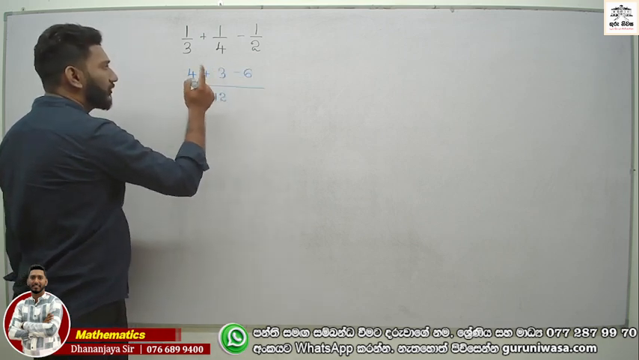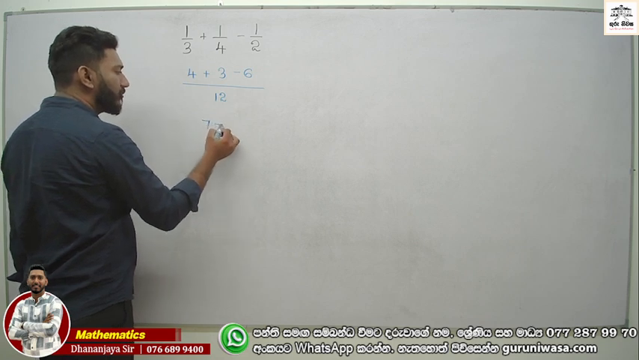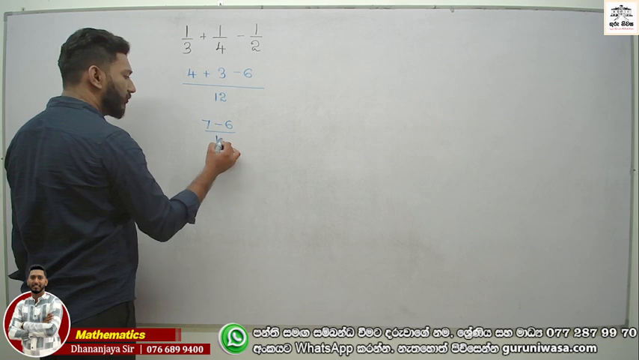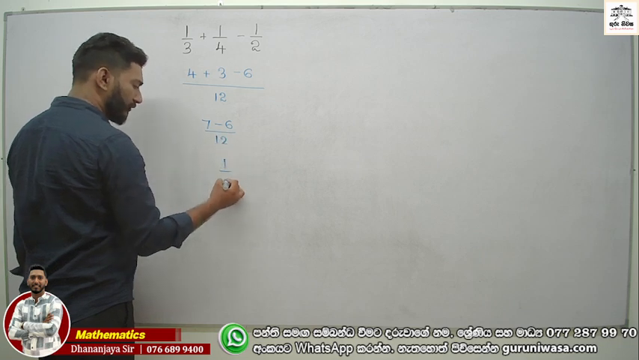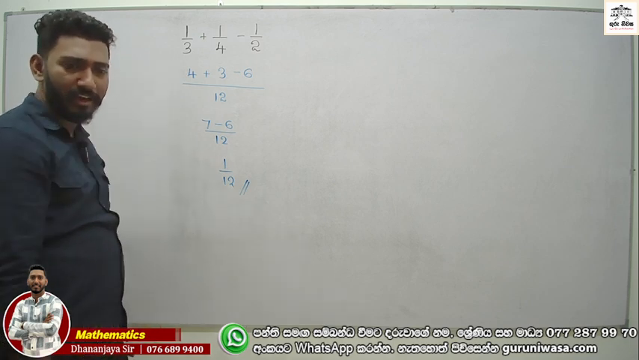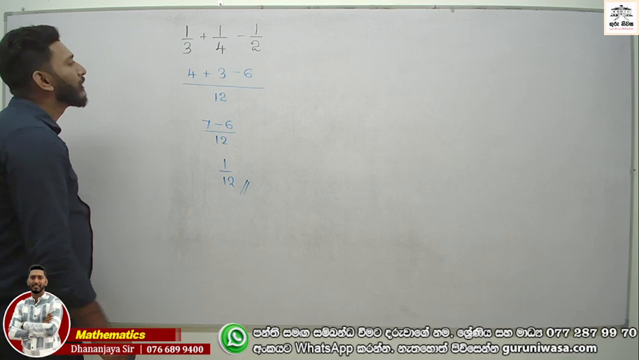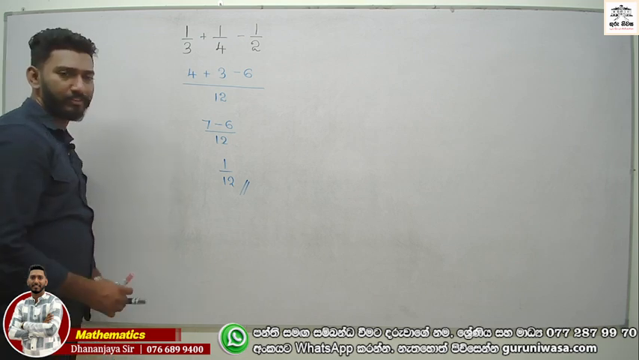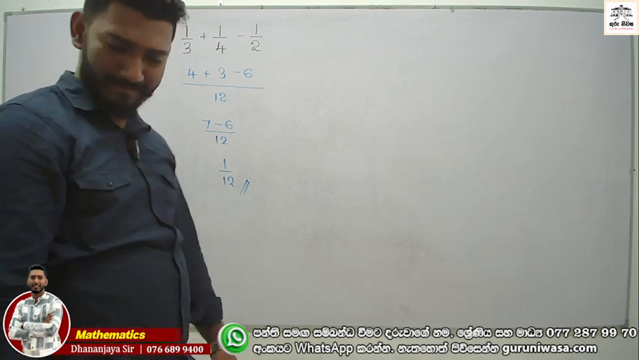Now 4 plus 3 becomes 7, minus 6, over 12. Now the answer becomes 1 over 12. Well done. And this is the answer.